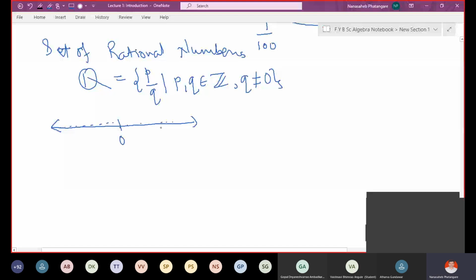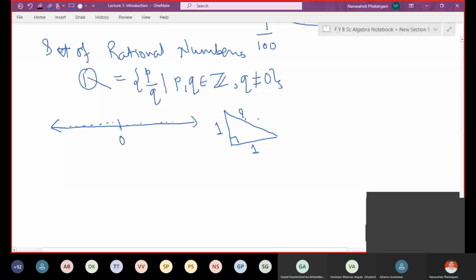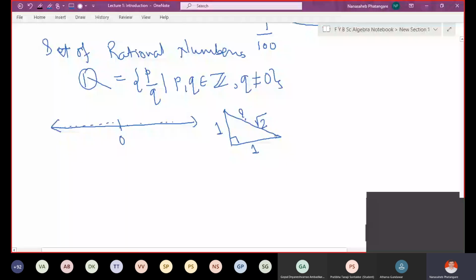Some mathematician showed that suppose I have a right angle triangle whose sides are of length 1 and 1. Then what is the length of the hypotenuse? Root 2, right? So then what is this length? People thought that if all numbers are known and there is no need to find more numbers, then what is this length? Is it a rational number?